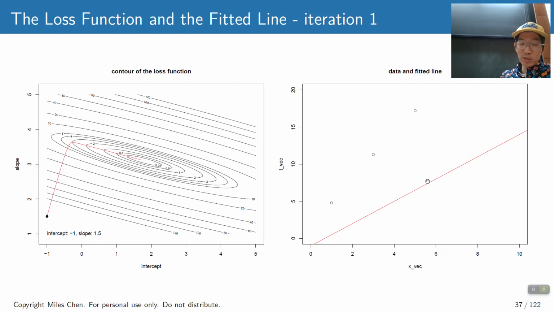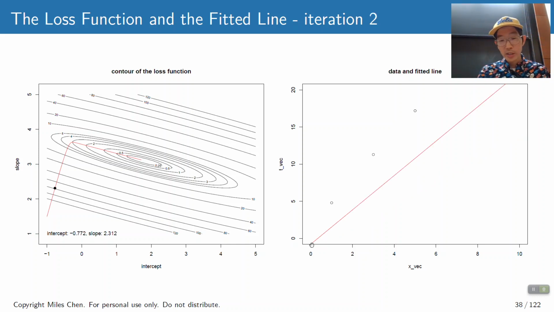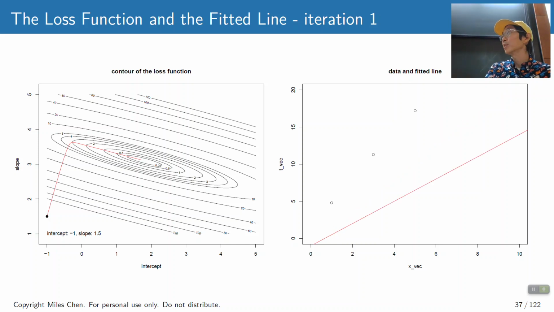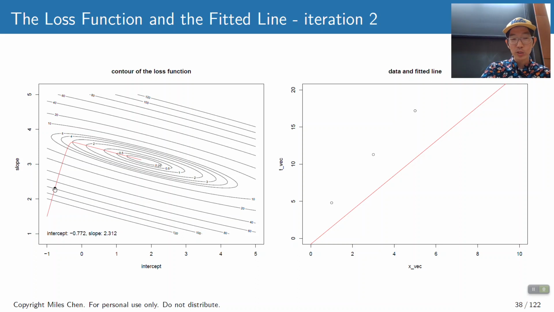So we use gradient descent. At the next iteration, it says take a step, and now the intercept is -0.772 and the slope is 2.3. So our line got steeper and our intercept is higher, and between this line and this line, the second line does a better job than the first. Our squared residuals are a little bit smaller, and this is where we are in the contour.